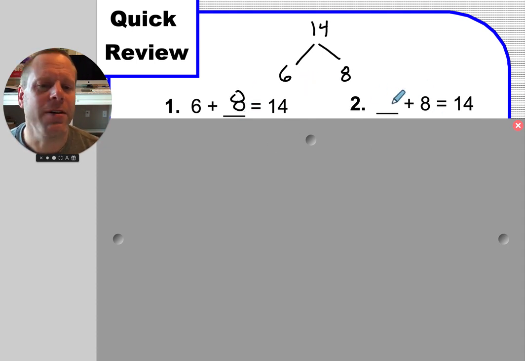And then over here, same thing. 6 plus 8 equals 14. So that related fact, right, is one way to solve those problems.